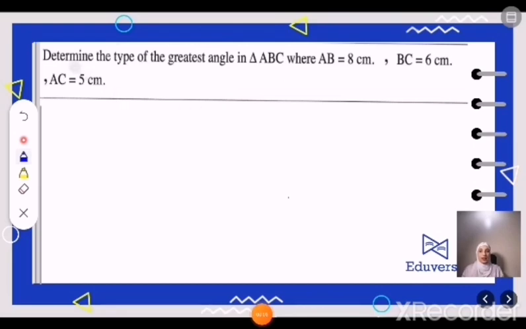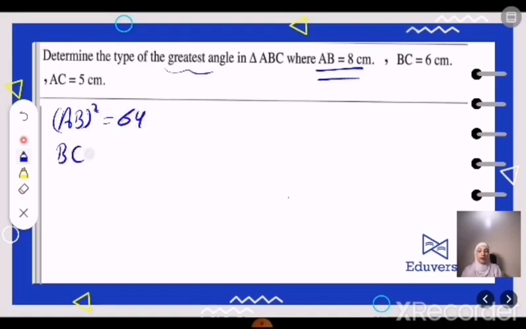Here is another exercise. Determine the type of the greatest angle in the triangle ABC. He needs the greatest angle, not the type. Of course, the type of the triangle will be determined using the greatest angle. So the greatest angle, of course, will be opposite to the longest side, which is AB. Then I have to get AB to the power of 2, which equals 8 power 2, which is 64. And then get the two other sides squared and get their sum. BC to the power of 2 plus AC to the power of 2, which equal 36 plus 25.